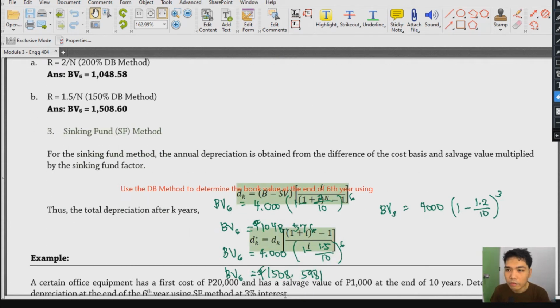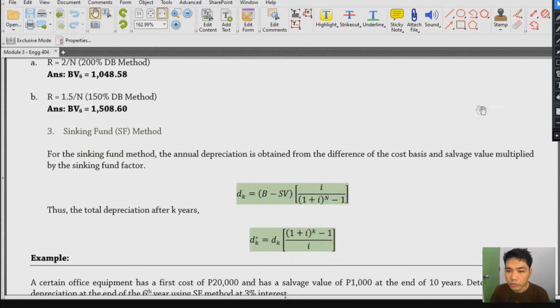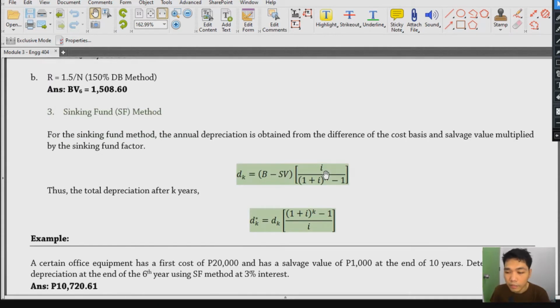We only have 4 of these, and we'll try to discuss all of them in this video. The third one is the sinking fund method. Remember, this sinking fund was already introduced to you when we were talking about equivalent worth, and it is the reciprocal of your uniform series future worth factor. The sinking fund method says that the annual depreciation is obtained from the difference between the cost basis and the salvage value, multiplied by the sinking fund factor.